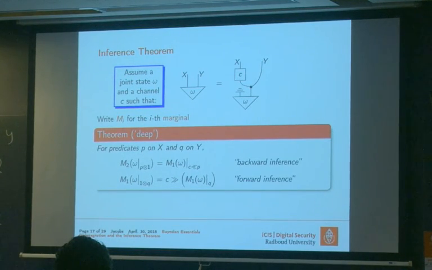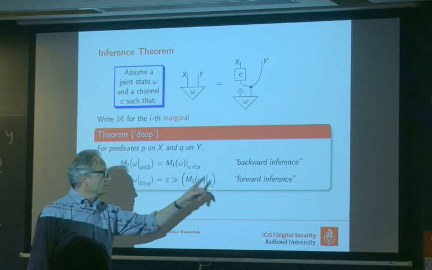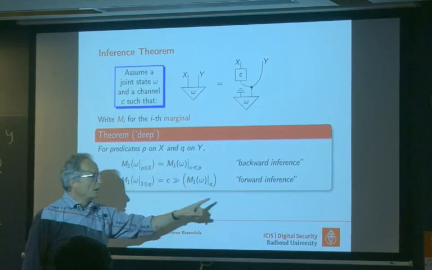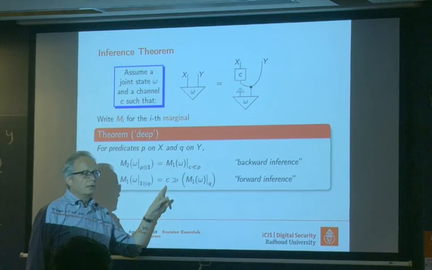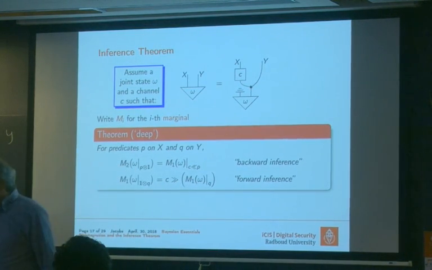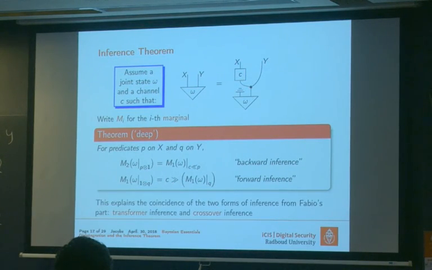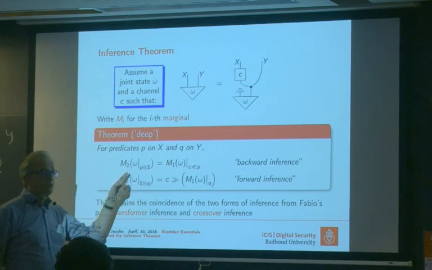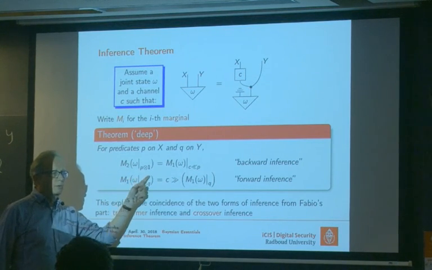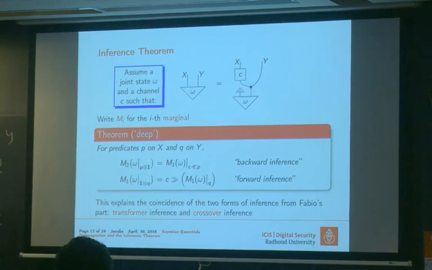So both fit with operating on the joint state. As you may remember, in the beginning I called this backward inference: first predicate transformation, then updating. Forward inference was first updating and then state transformation. So these two basic forms can be described on the joint state as well. This extends to multiple forms where you take the fourth marginal like Fabio did, but this is really the essence. We like to call this crossover inference, because you cross over from one coordinate to the other. That's how you do inference there.